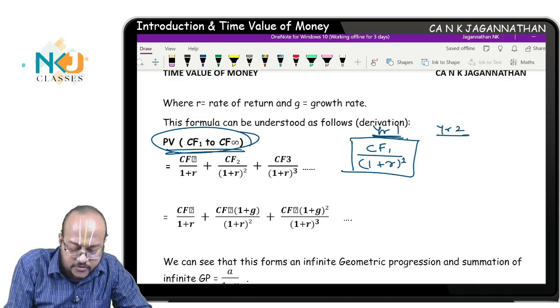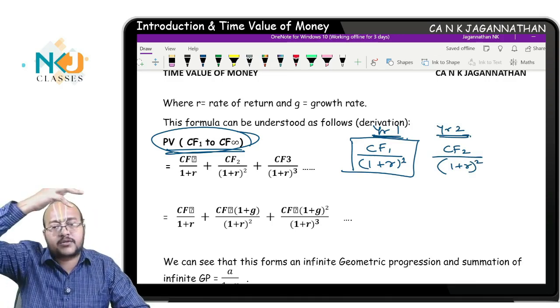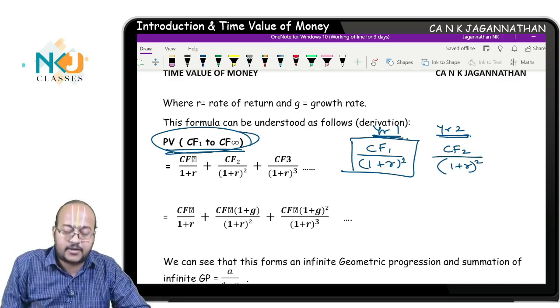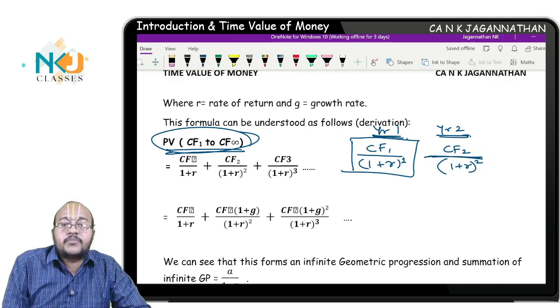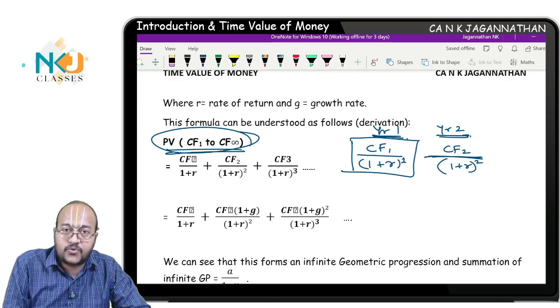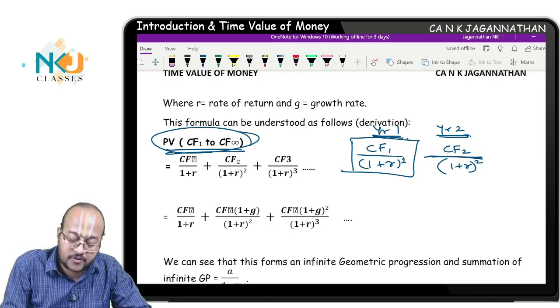Next, year 2 cash flow is there. What you will do? Cash flow 2 divided by 1 plus r raised to the power 2. Correct? We already discount 2 year discount, present value factor for second year. What you will do? Cash flow 2 discounted by present value factor of second year. Cash flow 2 into 1 by 1 plus r raised to the power 2 is as good as cash flow 2 divided by 1 plus r raised to the power 2.